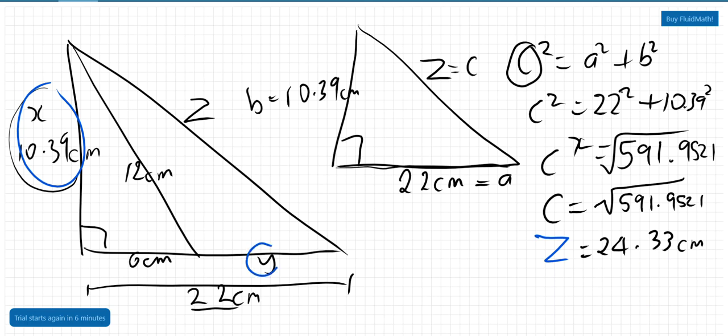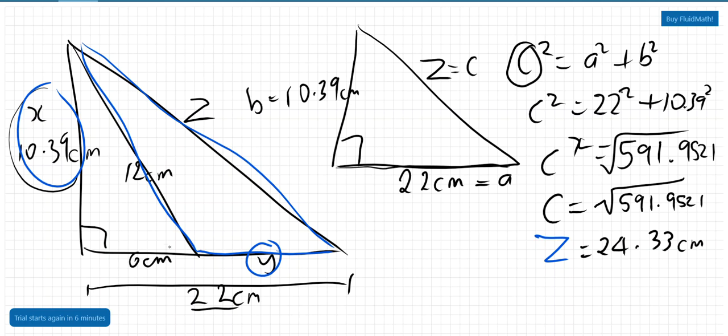What is left? Our y. Now have a look at the information we have. Y isn't really part of the triangle itself. The base of it is from here to here, and this triangle here is not a right angle triangle. So we can't use Pythagoras for that, even though we know what z is, because it's not a right angle triangle. But do we have to actually use Pythagoras?